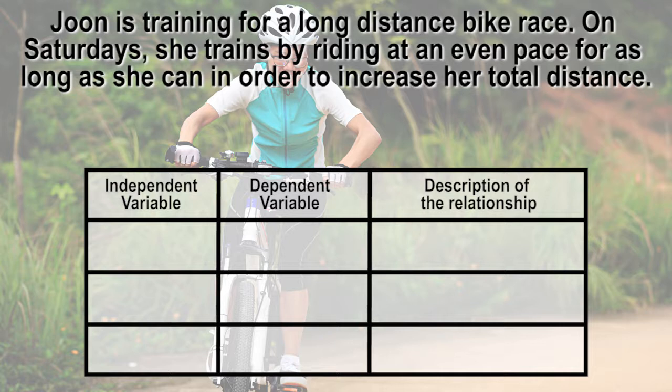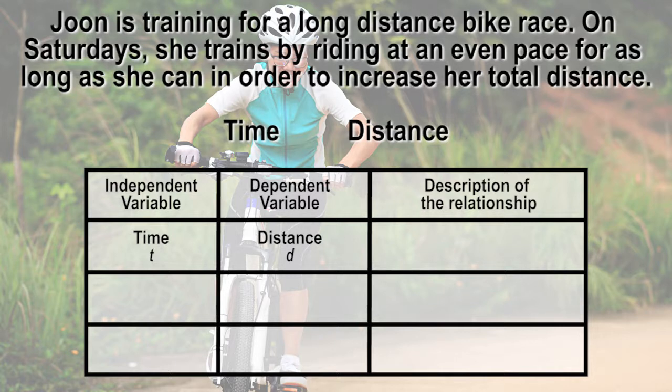June is training for a long-distance bike race. On Saturday, she trains by riding at an even pace for as long as she can in order to increase her total distance. In this situation, the two variables are time and distance. Which one depends on the other? The independent variable is time, t, how long she rides. The dependent variable is distance, d, how far she travels. The distance depends on how long she rides her bike.